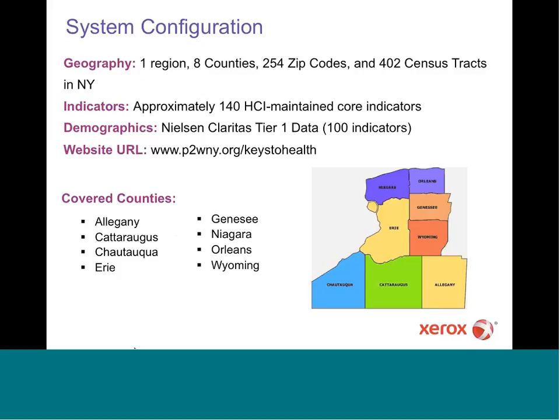And you'll see those lists may vary a little bit from county to county because you are a multi-county site, and that really just depends on the data availability. In addition, I mentioned there is Nielsen Claritas demographic data available on the site. And then you can see here we have the website URL.